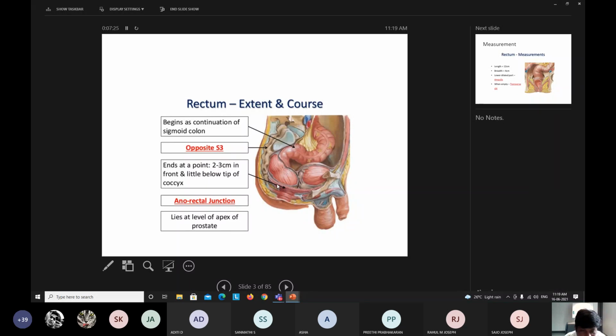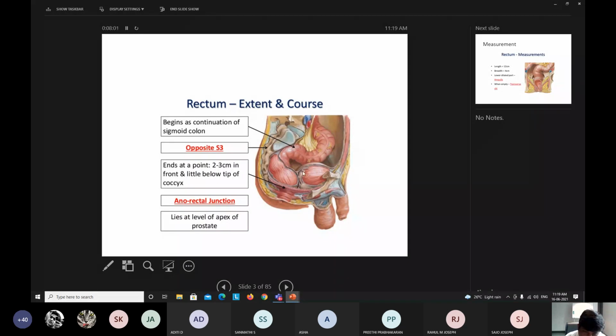So this junction where the dilated part of the rectum is narrowed or constricted is called the anorectal junction. The arrow mark is showing it. The rectum passes here, and then again passes through the pelvic diaphragm here, then continues as the anal canal. This anorectal junction lies at the level of the apex of the prostate gland.